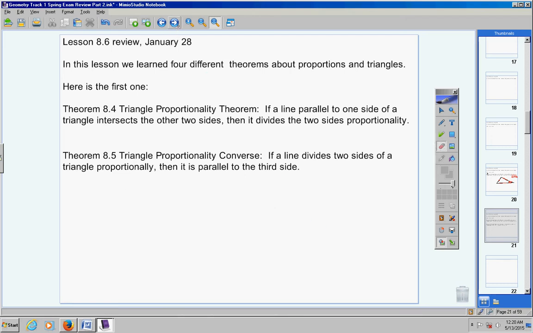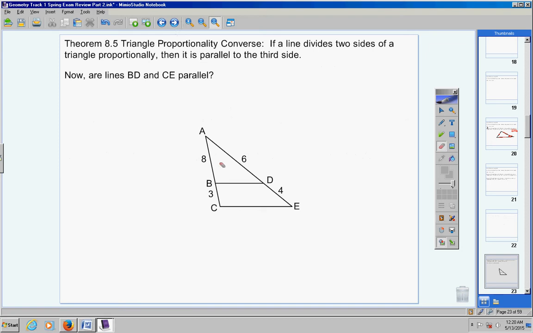Okay? Let's see if we can make this a little more clear in a problem. Copy this in your notes, please. Copy this in your notes. Copy this in your notes too. I'll give you a second to do that. Are lines BD and CE parallel? Copy that down, and then copy down this problem right here. Are lines BD and CE parallel? Give you a couple more seconds to copy this down, please. I want this in your notes.